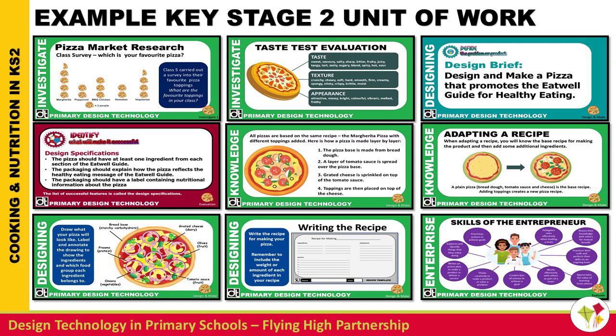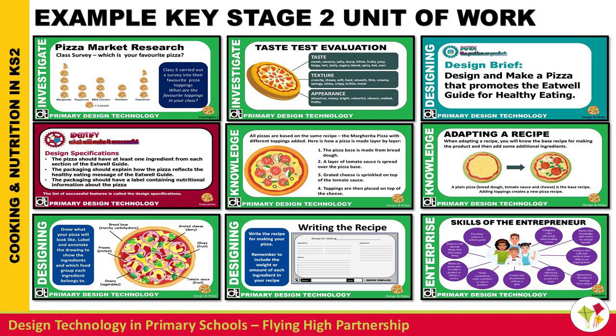So here is an example of a unit of work from Upper Key Stage 2 called the Eat Well Pizza. For this project, children design and make a pizza, applying their knowledge about and guidance from the Eat Well Guide for Healthy Eating. The project begins with children discussing and investigating takeaway food found in the local area, and this could lead to a discussion about how healthy is takeaway food. They undertake market research about their favourite pizzas and why they each prefer different pizzas. They have the opportunity to taste test pizzas, extending their taste vocabulary and consolidating their understanding of taste tests.